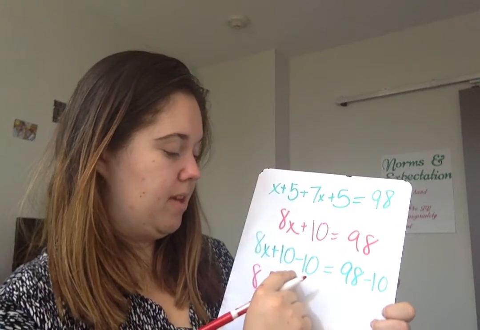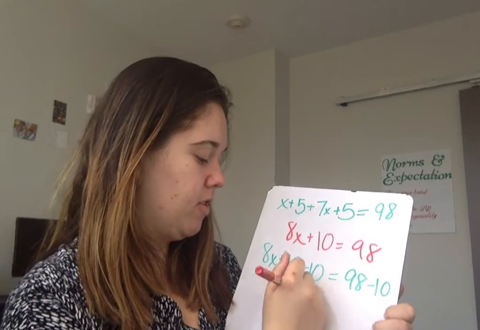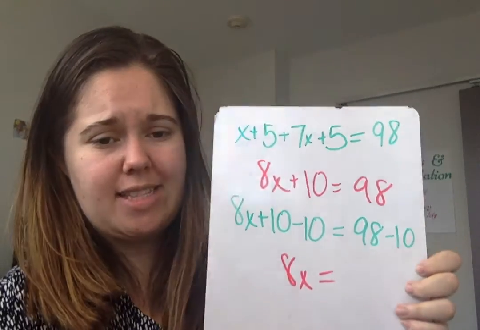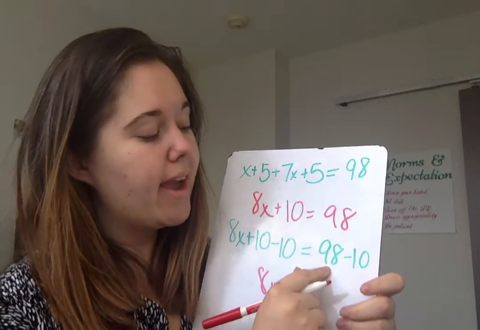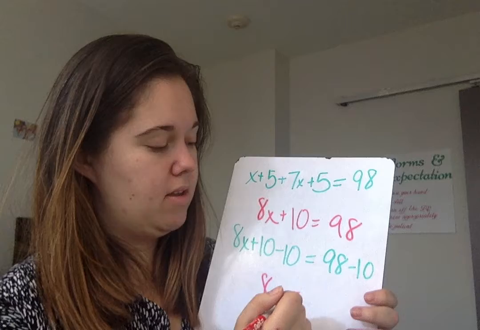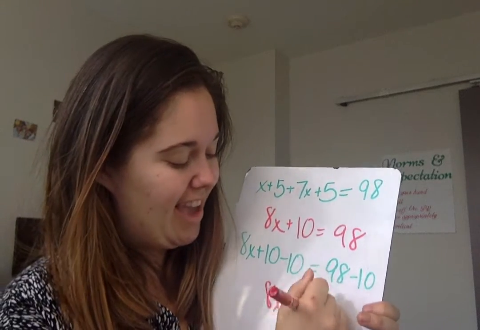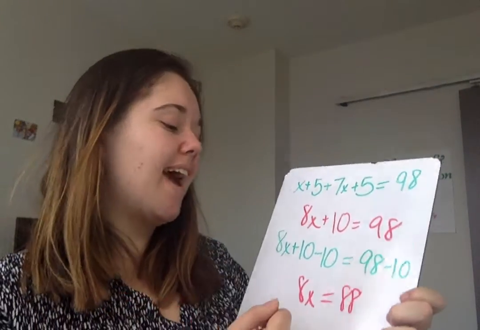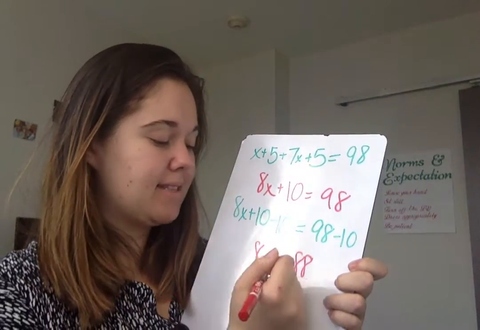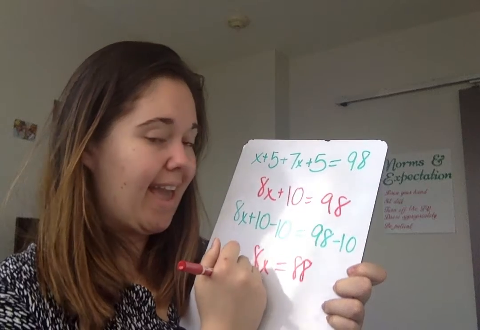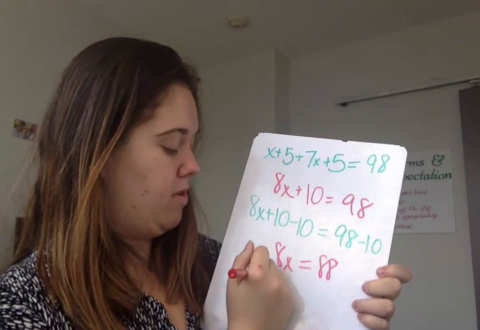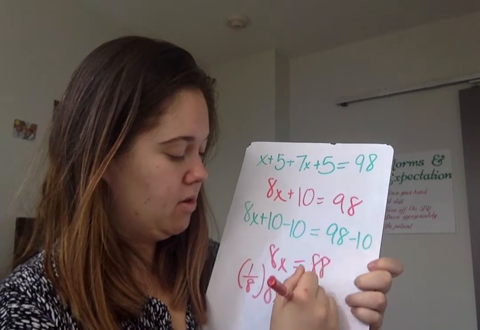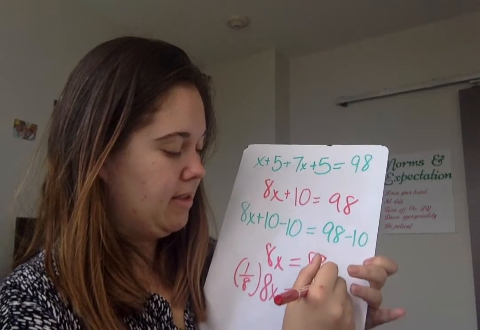8x would be, what's left here? I'll write that a little bit over. 8x, that'd be plus 0, but we don't need to put the 0. So then 98 minus 10 would be 88. 8x equals 88. So now I can multiply my 8x times 1/8 and my 88 times 1/8. 1/8 times 8x equals 1/8 times 88.